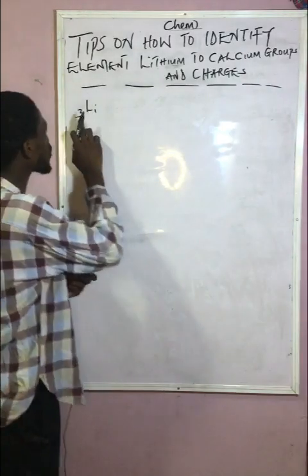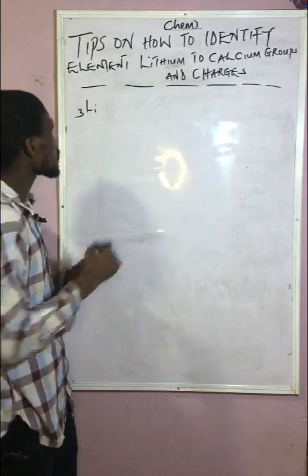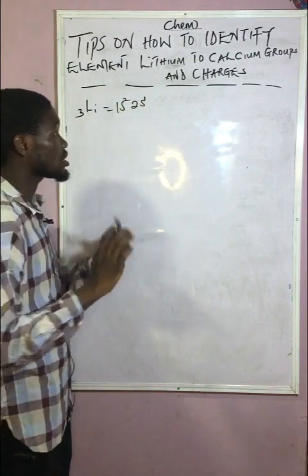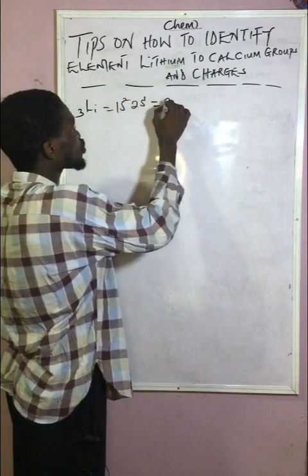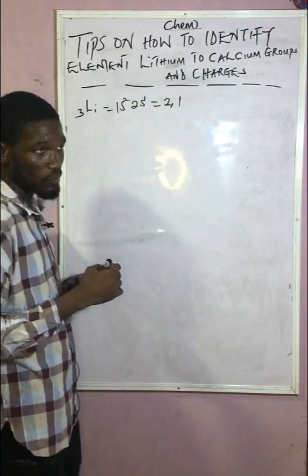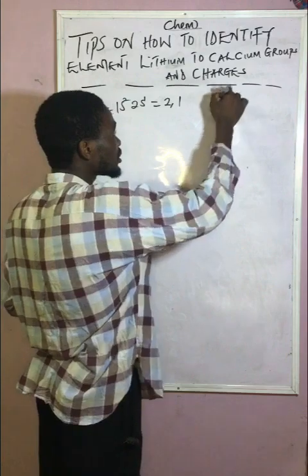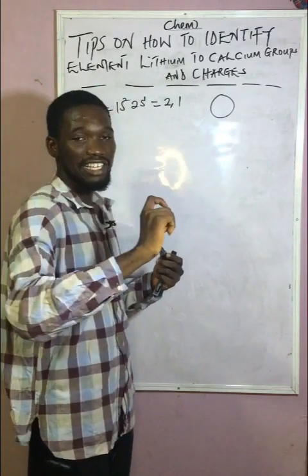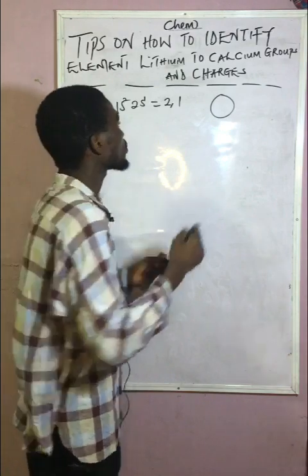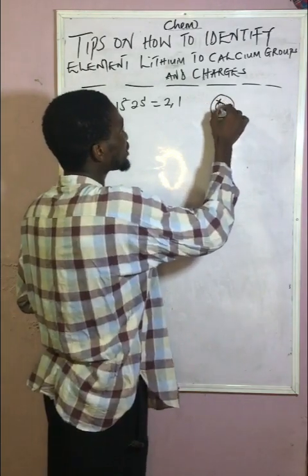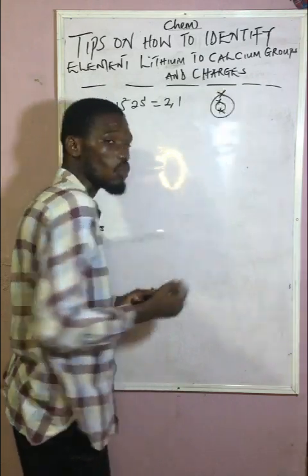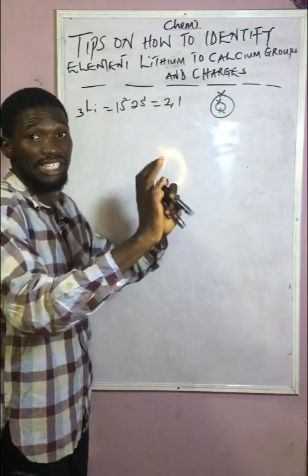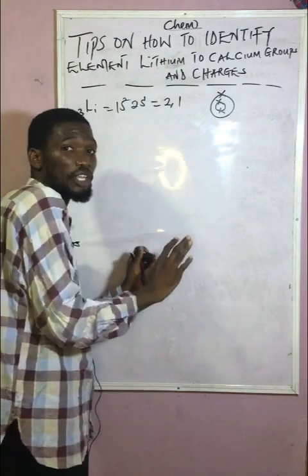So now for lithium we have atomic number 3. So that goes to be what? 1s2 and 2s1. So you have 2 comma 1. And when you draw the shell, the inner one is the K shell. So we have 2, and the 1 here. So I'm making use of these to show you guys how we can easily have the group, the period, and the charge.